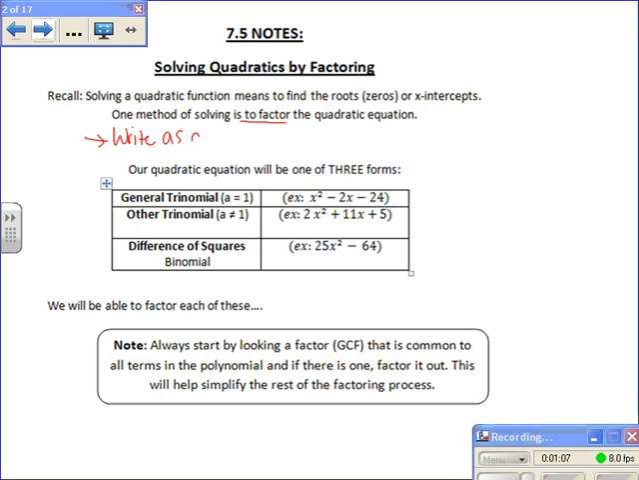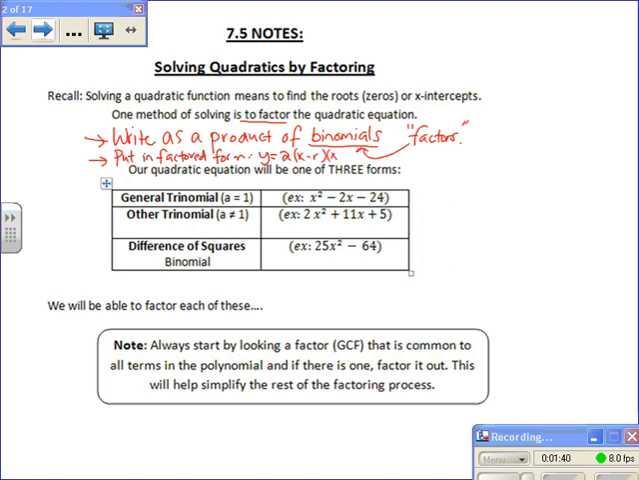So we're going to write it as a product of binomials, and those binomials are simply the factors. Another way to say this is to put it in factored form. Factored form looks like this: y is equal to a times (x minus r) times (x minus s). So r and s are the roots, and that's really what we're trying to do, figure out the roots by factoring these quadratic equations.